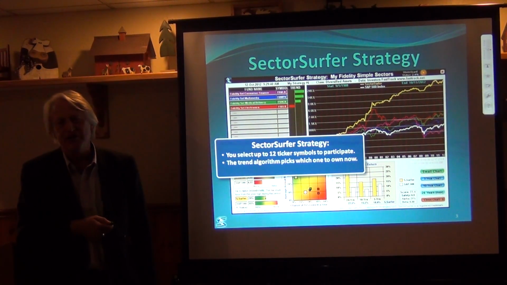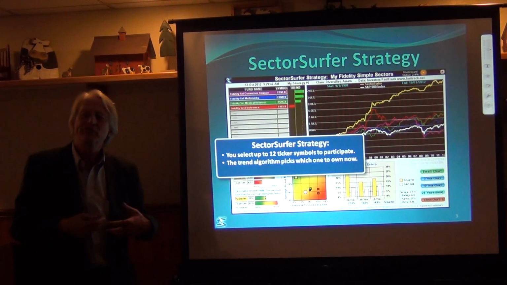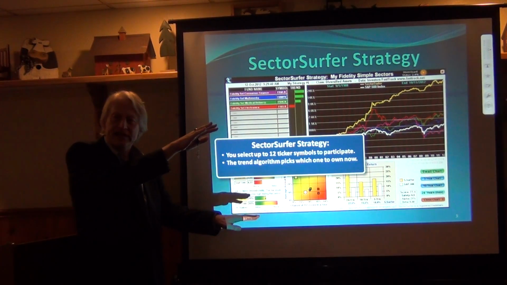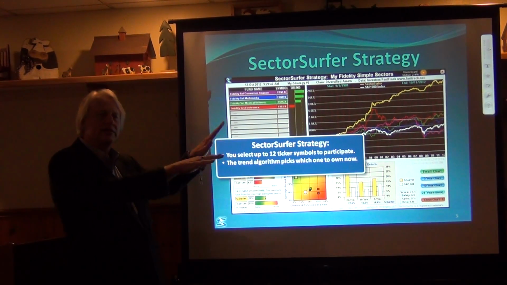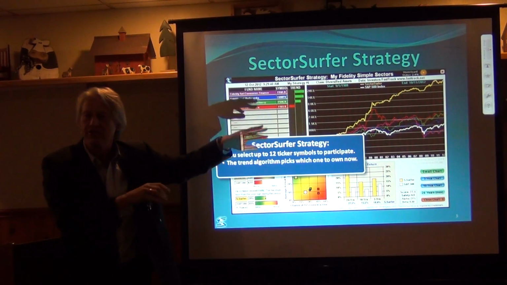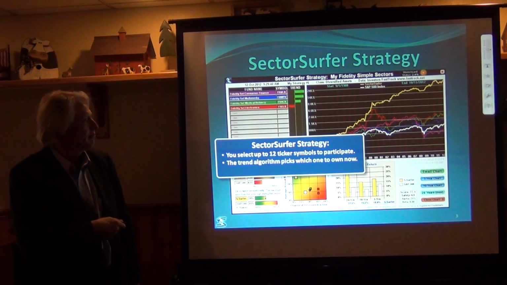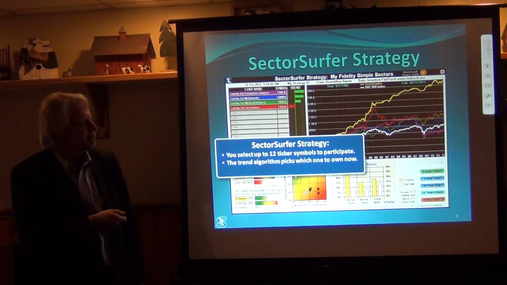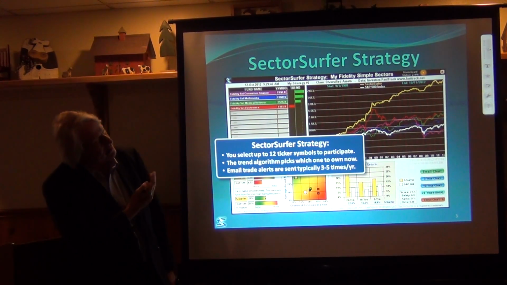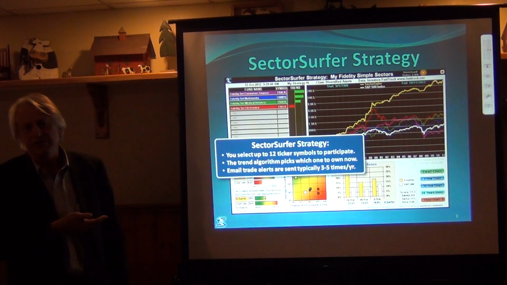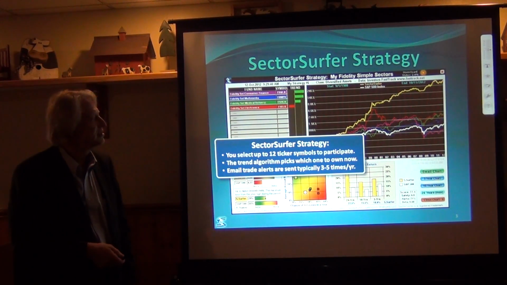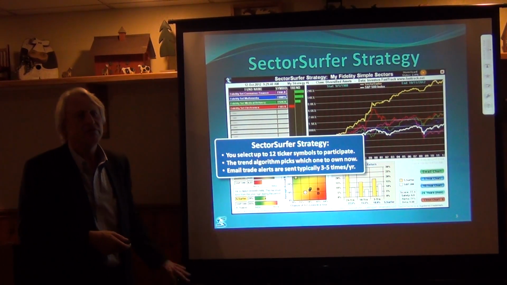And the job of the algorithm is to extract the trend signal from each of these, because you want to be on the one that's trending the best at any given time. And once another trend takes over in another fund, then you want to move to that trend or surf over to that one. Hence surfing the sectors, as it were. And so the trend algorithm picks which one to own now. And then the system sends you an email trade alert, typically 3 to 5 times a year when there's something to do. There's not a lot of trading in the system. So that's a very short overview.